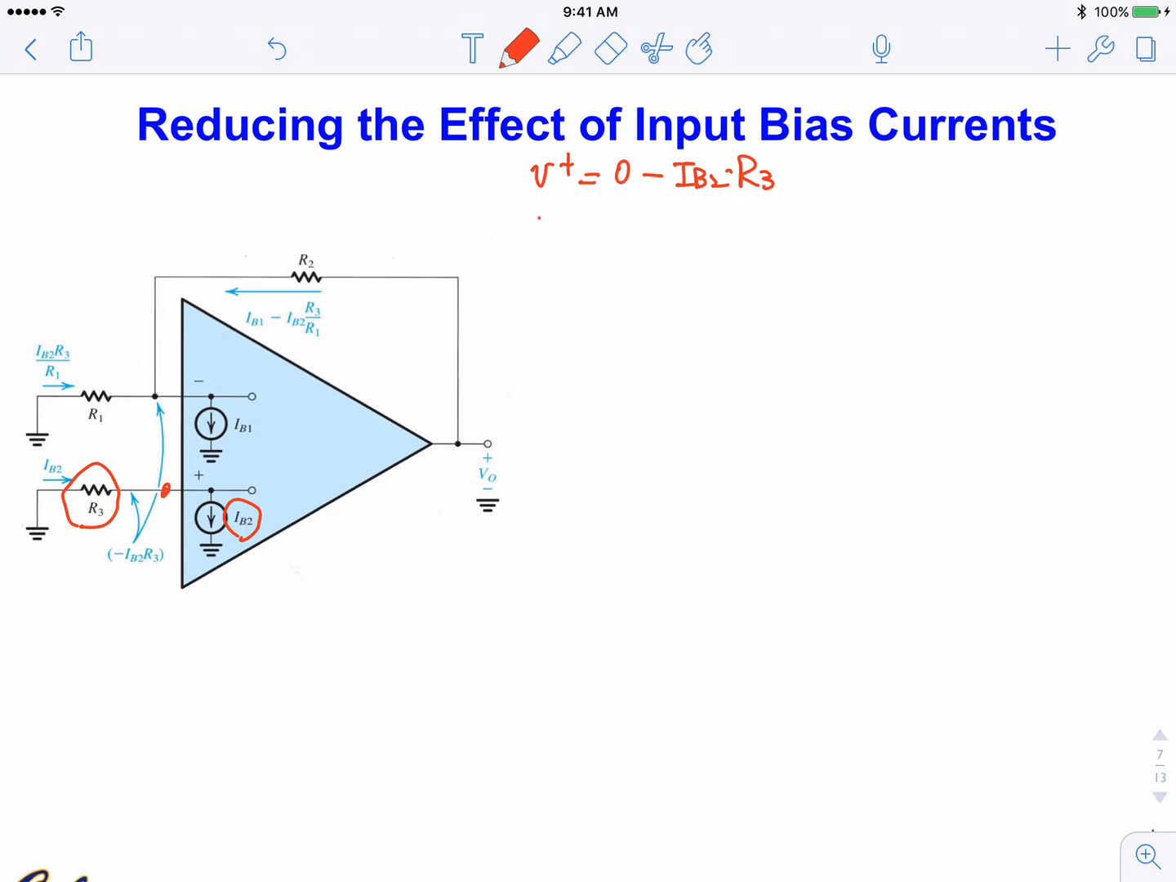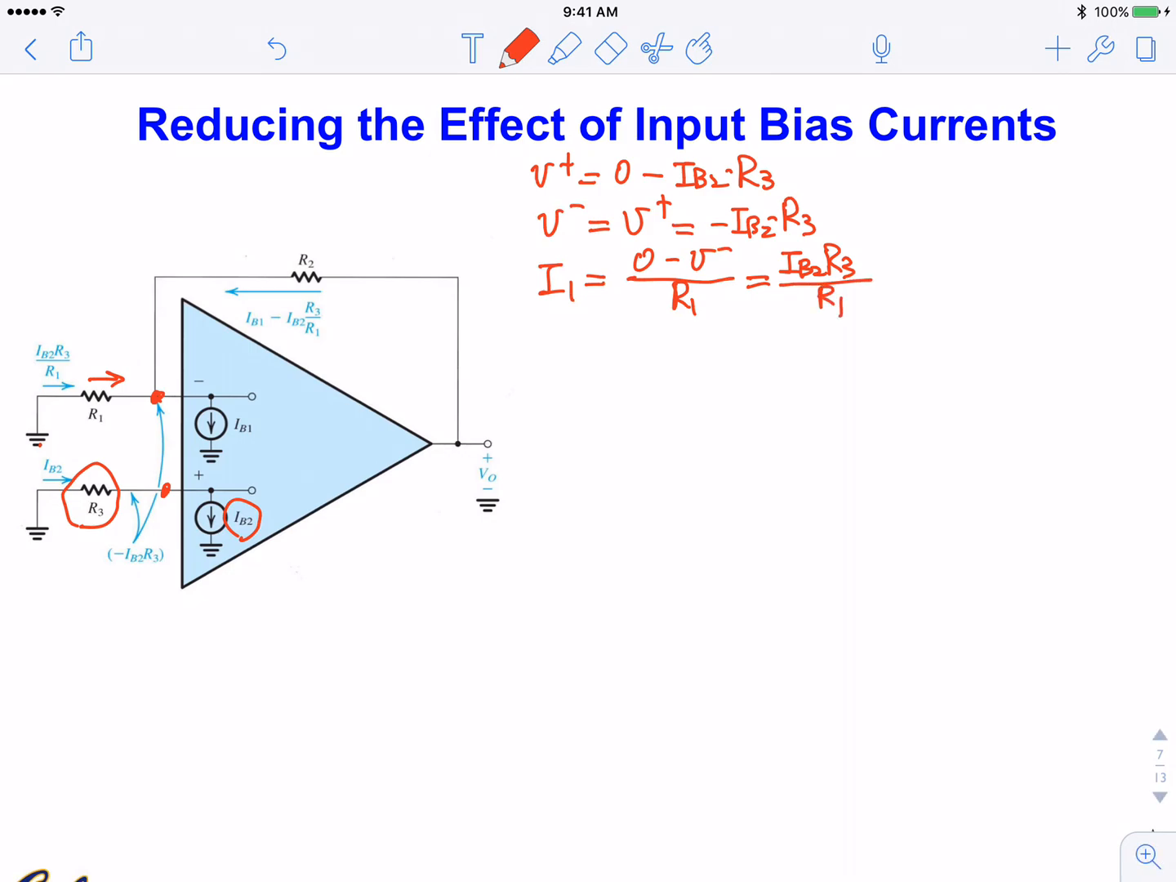So V minus is equal to V plus, which is minus IB2 times R3, right? And so we know the voltage here. Then we know I1, okay? So I1 is basically equal to the terminal voltage difference, 0 minus V minus, divided by R1. So this is equal to IB2 times R3 over R1, right?